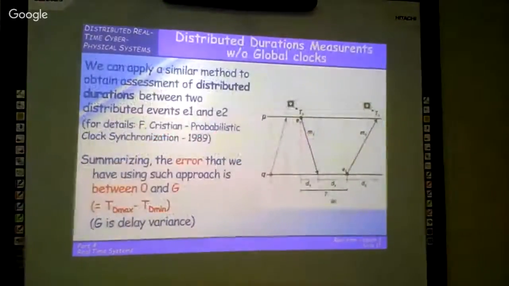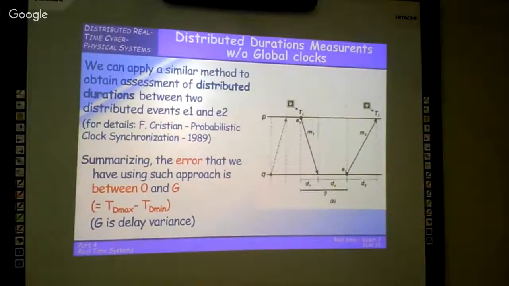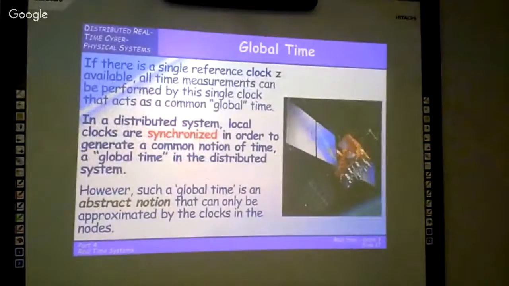Given all these difficulties, there is a strong motivation to say we would be extremely happy if we had a global time. Okay? Global time, what does it mean? That we have a single reference clock Z that is, say, super. If Z is available, all time measurements could be made by using Z. Every event, I take the value of the clock Z for this event, and I don't have any problem. But it should be available everywhere and always. In this sense, Z would act as a common global time base.